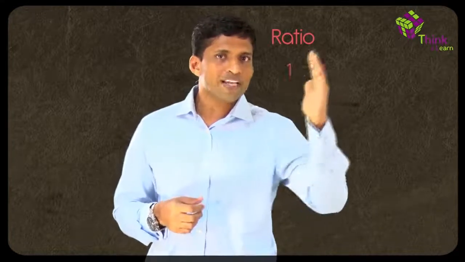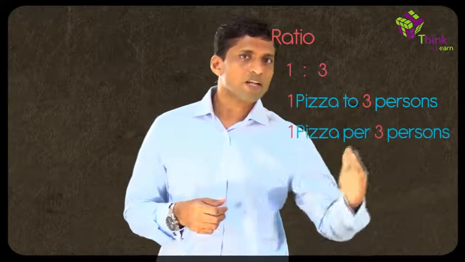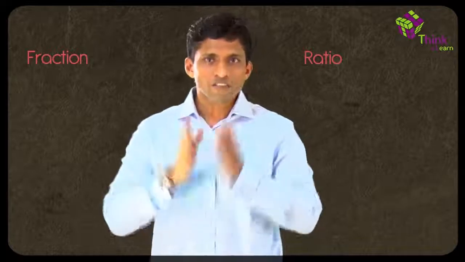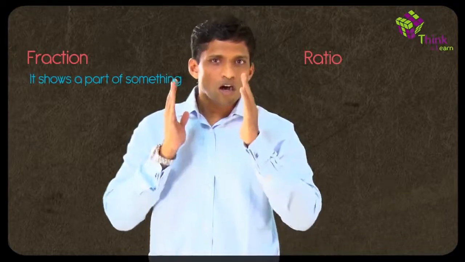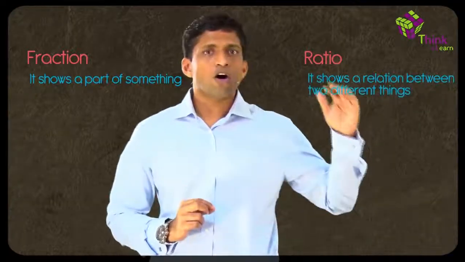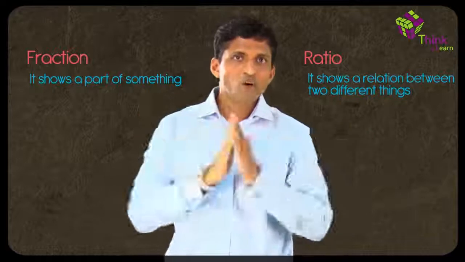Now, it's very simple, right? Since they are used differently, sometimes, as I told you, they are shown differently. Like we can show 1 by 3 as 1:3, or 1 pizza to 3 persons, or 1 pizza per 3 persons. These are all representations for ratios. So just to summarize, a ratio is nothing but a fraction itself. The only thing is a fraction shows a part of something, while a ratio shows a relationship or a comparison between two different things. But mathematically, when you see both, they look exactly the same.